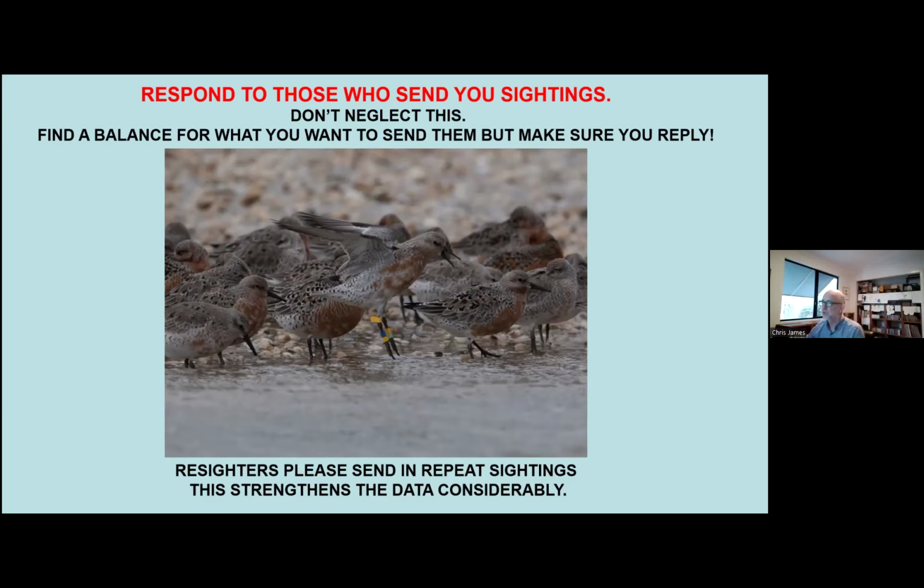And resighters, please send in repeat sightings. We don't mind if you see a bird day after day after day. Don't just send it, let's say you see it in the spring migration season, see it on the 3rd of May, and you see it on the 5th and the 9th and the 12th. Please send in every record. They all help.